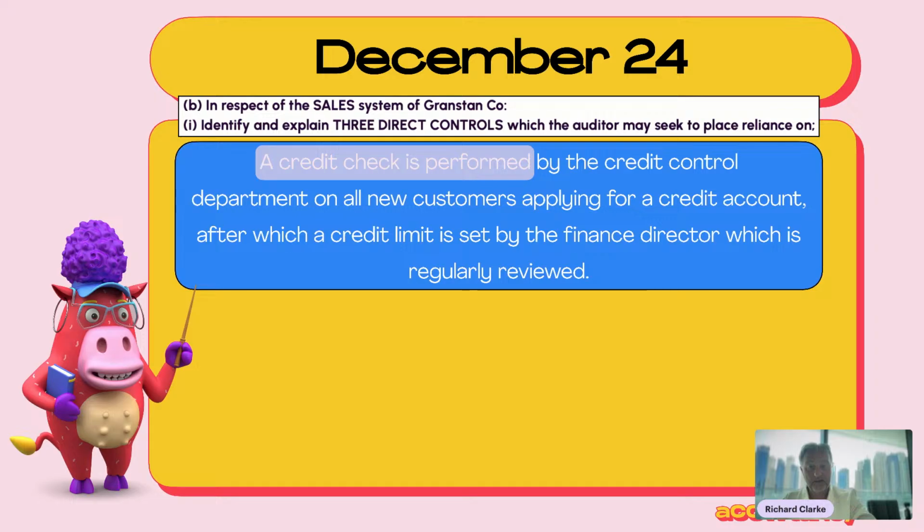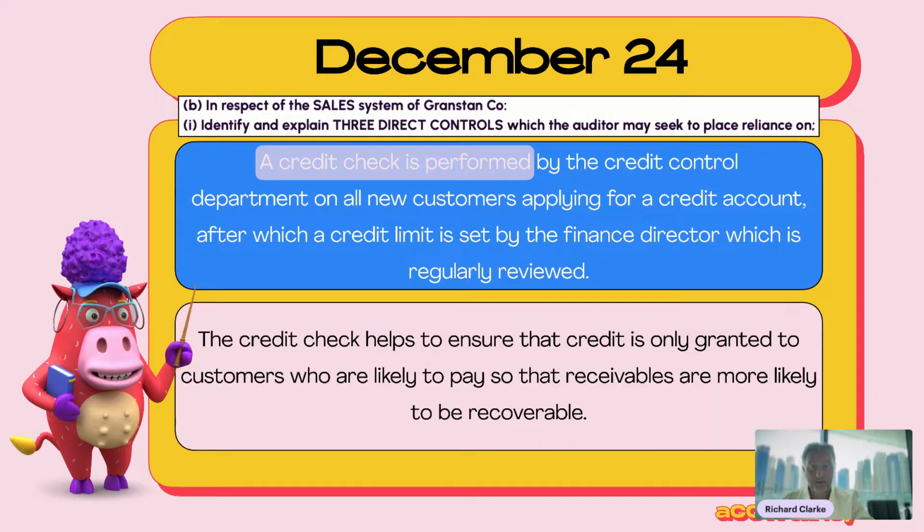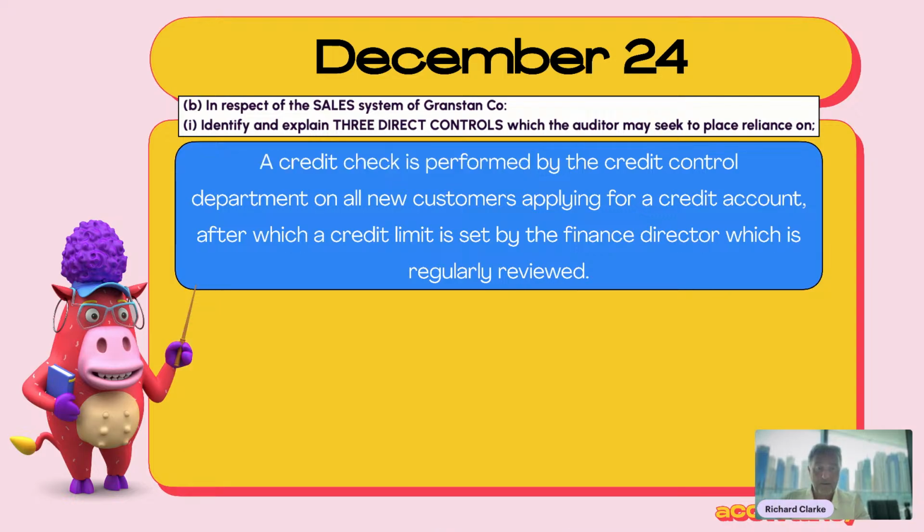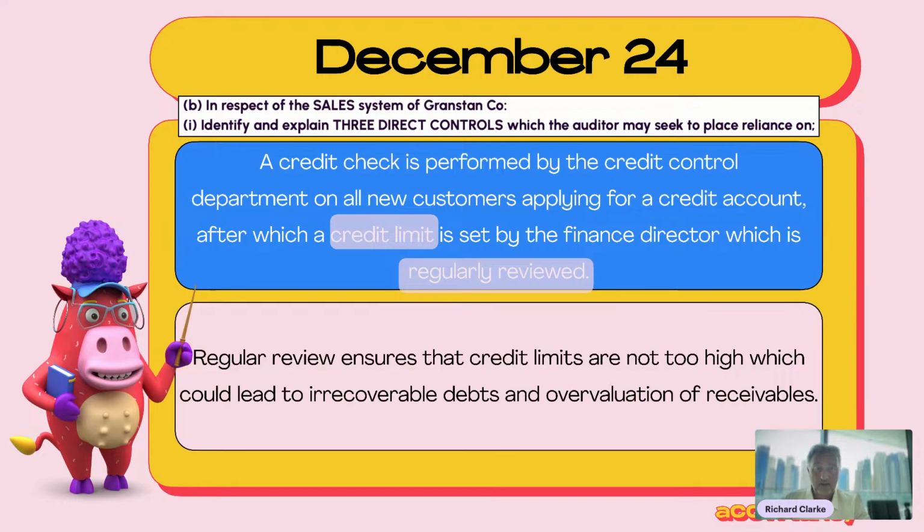Okay, so let's see what the examiner said. Credit check has been performed, yeah. And the examiner said the credit check helps to ensure that credit is only given to customers who are likely to pay, so receivables are more likely to be recoverable. You can't learn that from a textbook, but it's pretty much common sense, isn't it? That's half a mark. There's also this bit about being regularly reviewed as well. So let's have a look at that. So the credit limit is set. It's regularly reviewed.